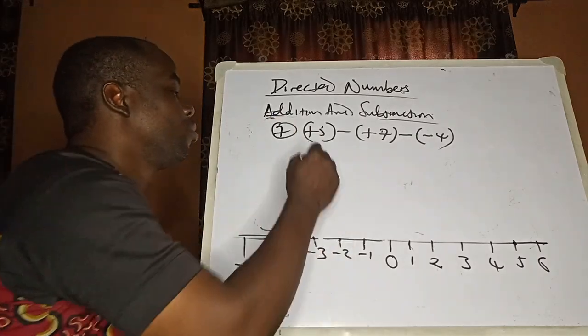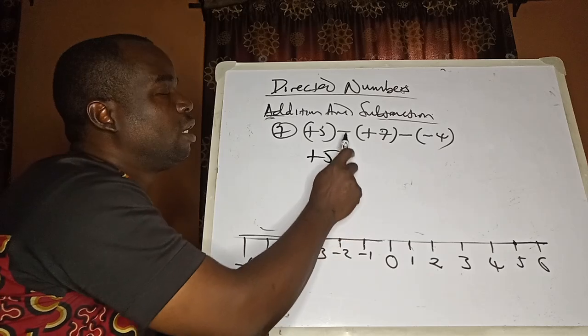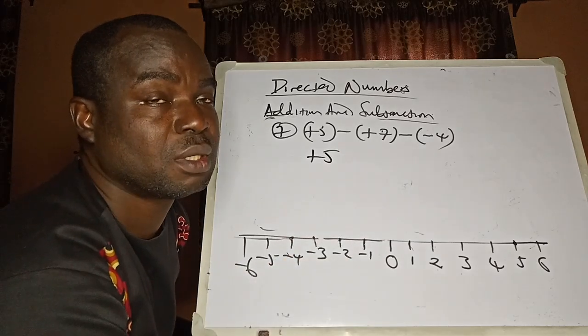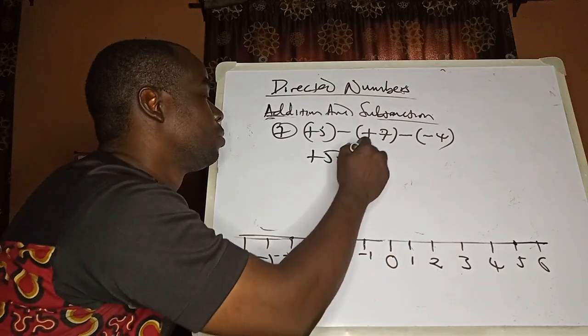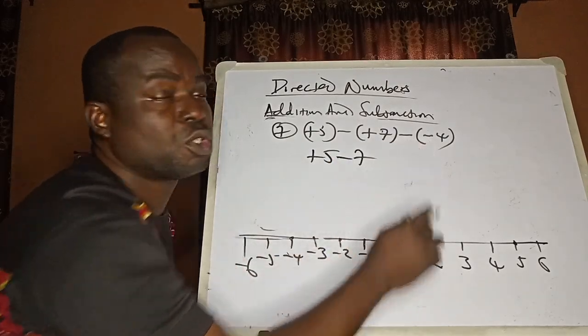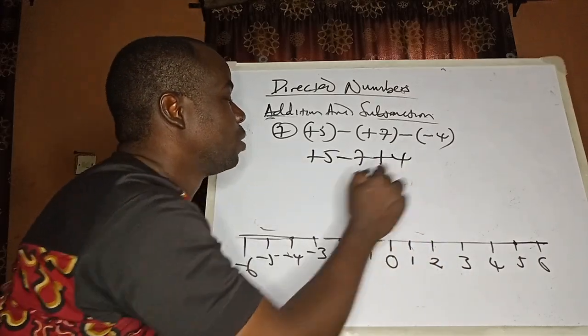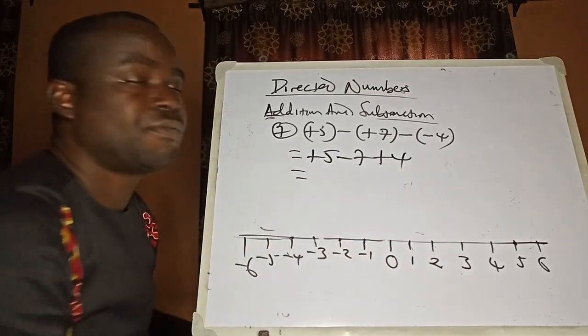So we have plus 5. Then what happens when minus and plus meet? Minus plus is what? Minus. Then what happens when minus and minus meet? Minus minus is what? Plus. So we have plus 4. So let's finish it up.